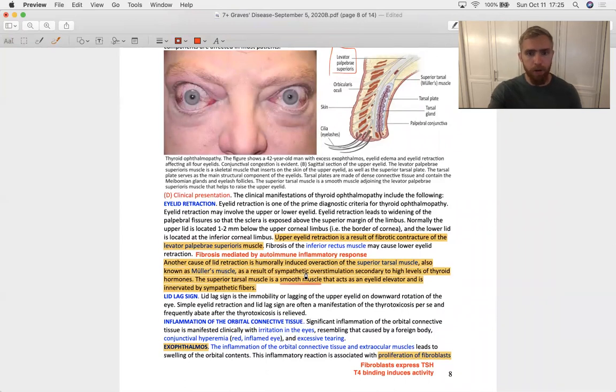Another cause of lid retraction is humorally induced overactivation of the superior tarsal muscle, which is right behind the levator palpebrae superioris muscle. And so both of these working together, your eyelid just goes straight up. And when we say humorally induced sympathetic overstimulation, that's because thyroid hormone has some slight adrenergic activity. And so this superior tarsal muscle particularly is sensitive to the adrenergic effects of thyroid hormone because it's smooth muscle, not skeletal muscle.